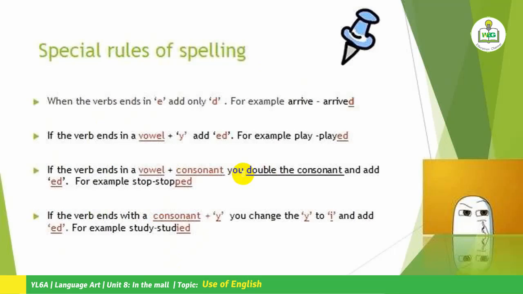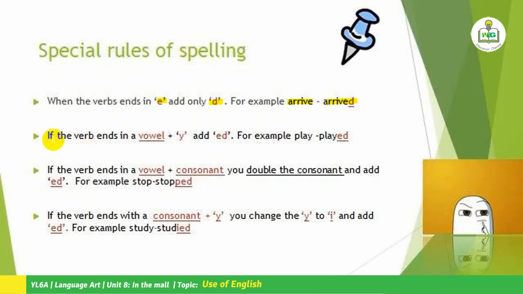There are some special rules of spelling that we need to remember. When writing certain words in past simple tense, we need to remember these rules. When the verb ends in E, add only D to the word. For example, arrive. It ends in E, so the past simple tense would be arrived with a D.